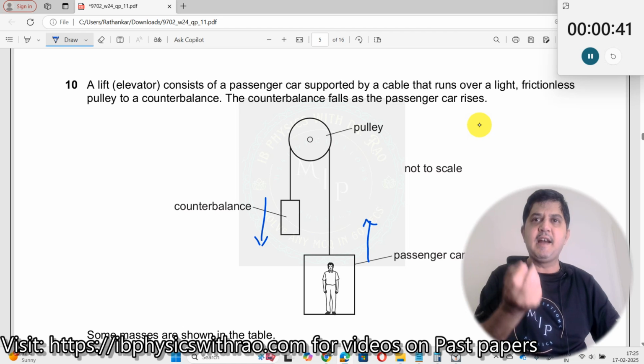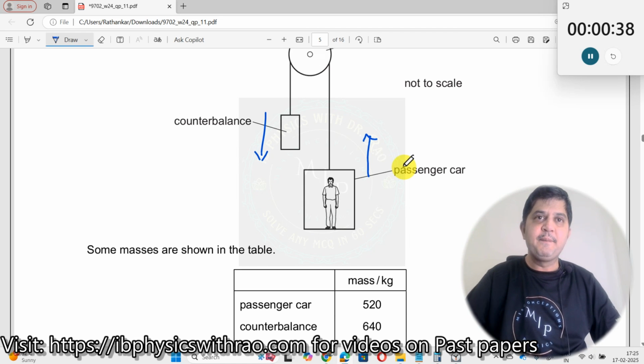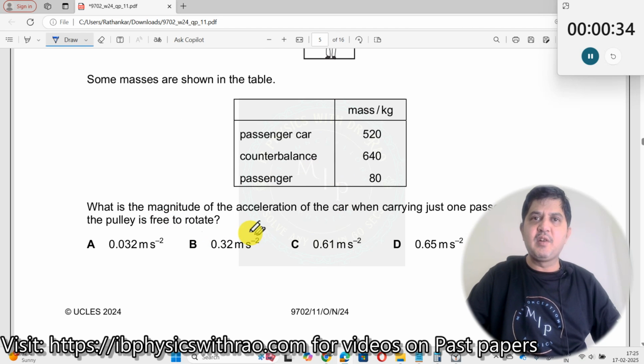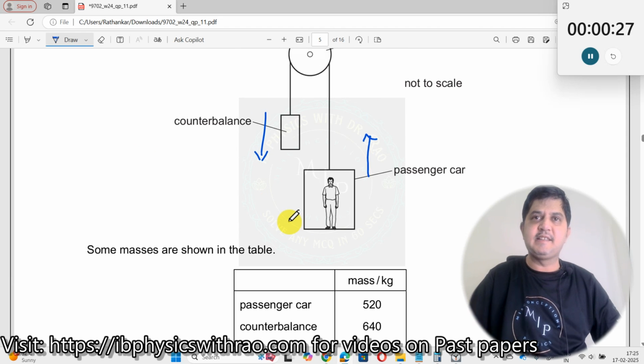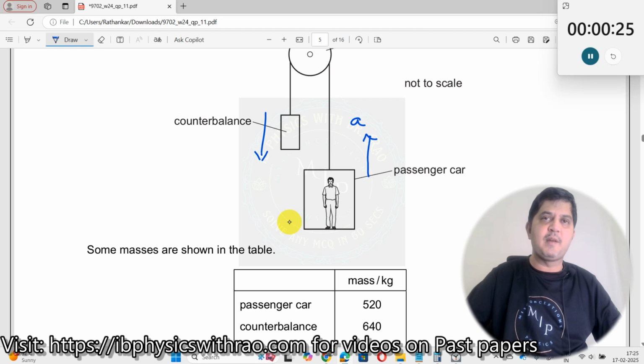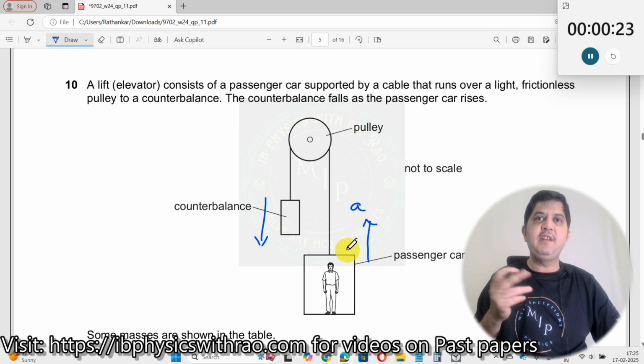What is this called? Atwood's machine, right? Okay. And then some masses are shown over here in the table, right? So what is the magnitude of the acceleration of the car when carrying just one passenger and when the pulley is free to rotate? You need to find out the acceleration. You had already done these kinds of problems when we were discussing the free body diagrams.